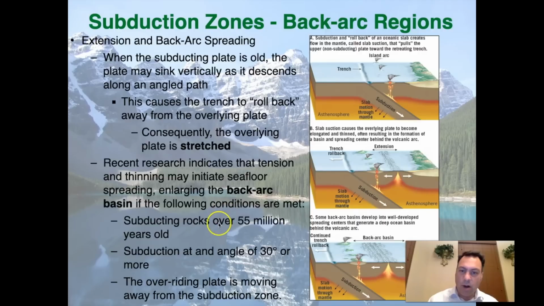So if the subducting rocks are over 55 million years old, that means that they're going to be cold, they're going to be dense. In other words, this thing has a very high likelihood that it's going to preferentially go into the mantle rather than be forced into the mantle. It's going to fall into the mantle.